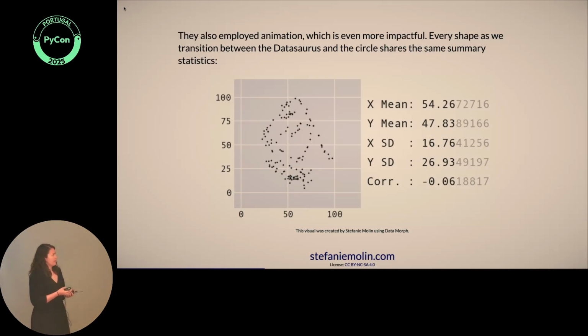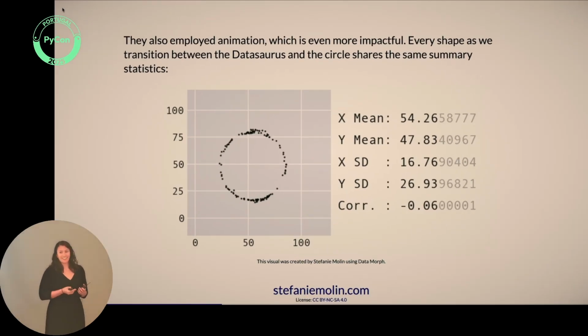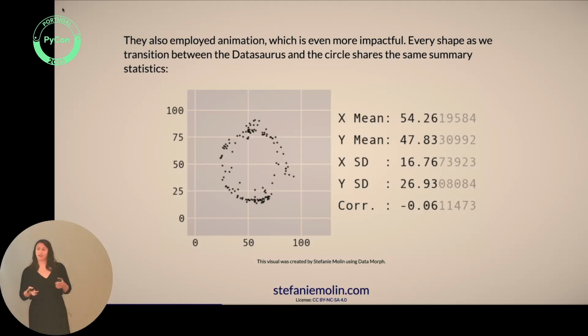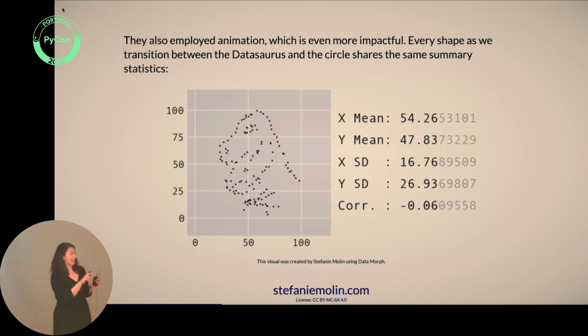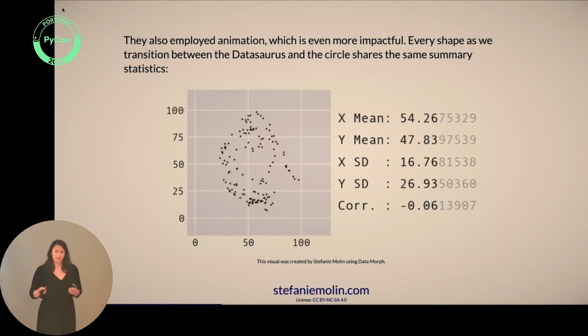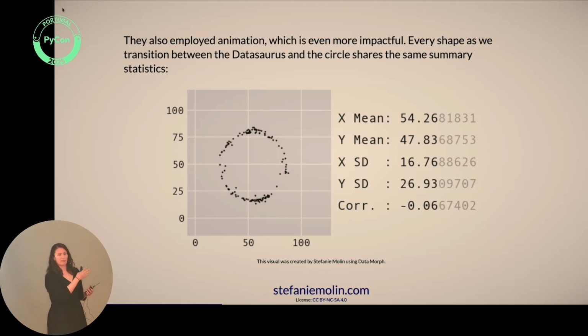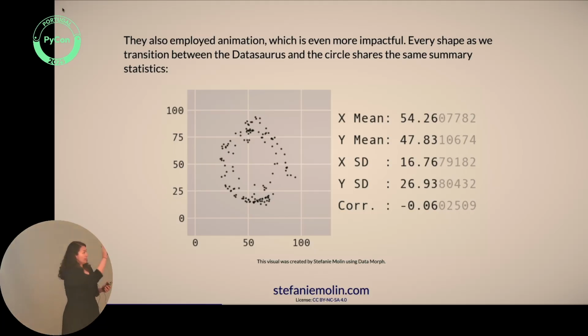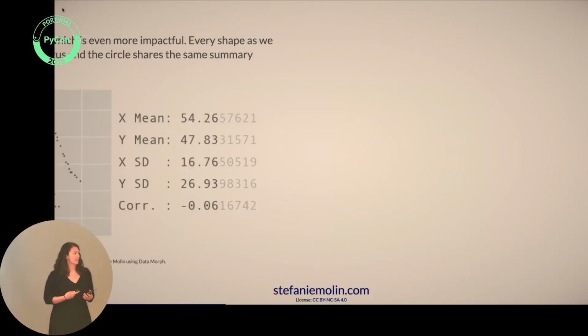And particularly important for this work was that instead of just showing those static images, they also created animations. So now you can appreciate that it's not just the dinosaur and the circle that had those same summary statistics, right? It's every single arrangement of points that we get in between. So going from the dinosaur to the circle. And also, I'm going to tell you about the algorithm in a little bit, but it's randomly moving points, right? So now you have to also appreciate that there's an infinite number of ways that this transformation can happen. So those summary statistics just looked at in isolation tell you absolutely nothing about what this data looks like.